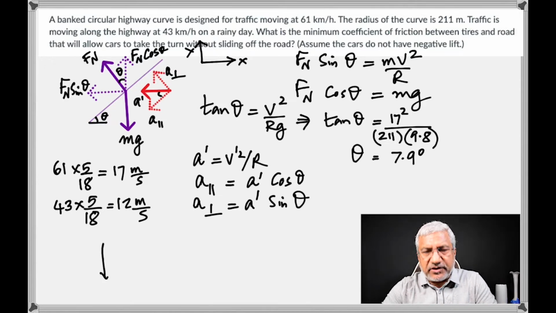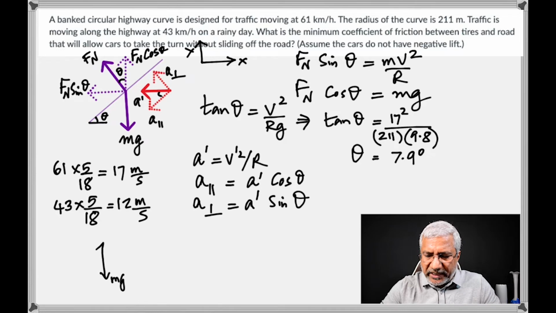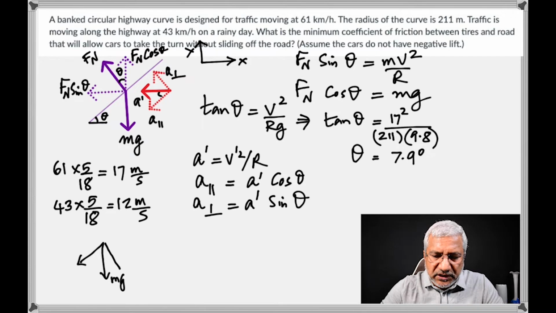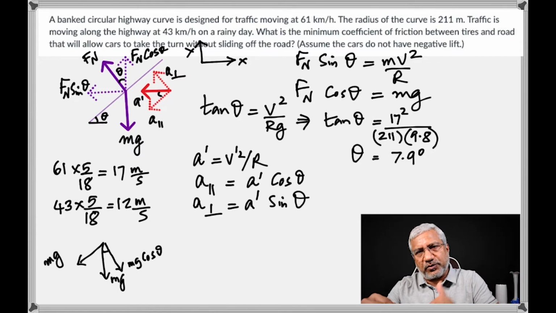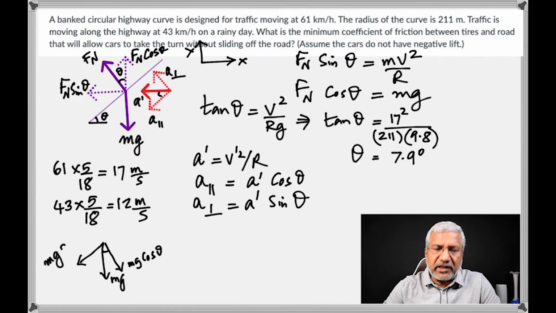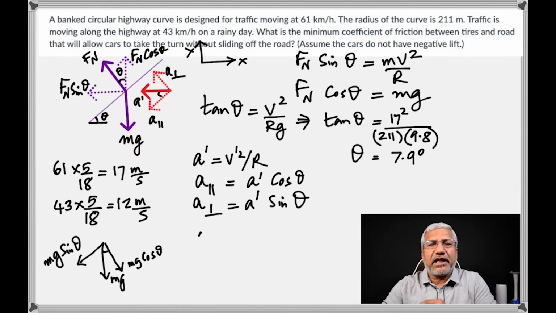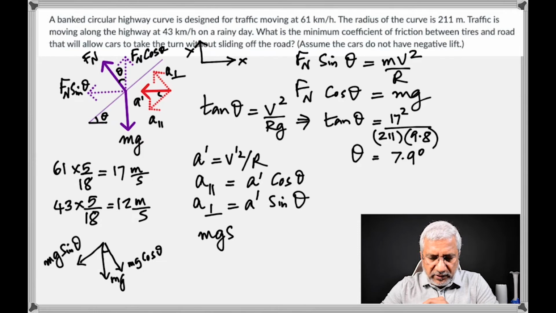So now that we have got this, let's look at the weight. The weight mg has also got to be resolved into parallel and perpendicular components. You know that the weight always acts vertically down, and we're going to break it up along Fn. We get mg cosine theta. In fact, that's along Fn but opposite to it, so we get mg cosine theta. And the other one is mg sine theta, which is along the road.